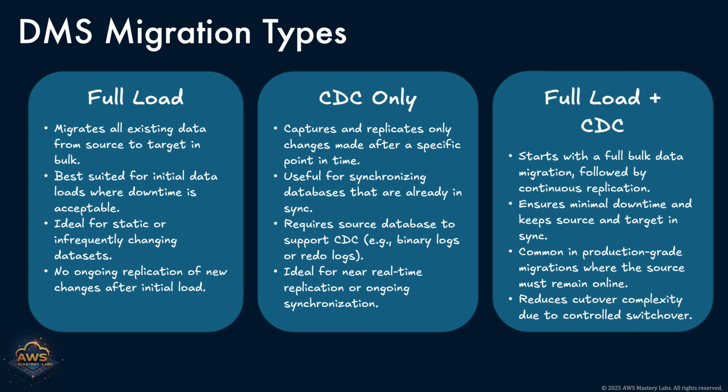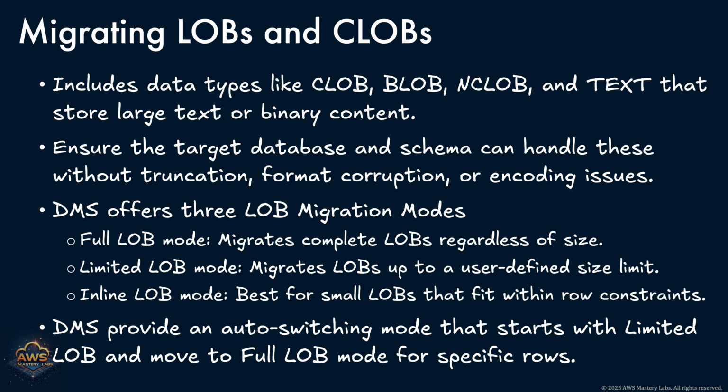Together, these migration types offer flexibility to support a wide range of use cases, from simple batch transfers to complex zero-downtime migrations. When migrating databases to AWS, one of the more specialized considerations is handling large objects, which include data types like CLOBs, BLOBs, NCLOBs, and other forms of unstructured or semi-structured content.